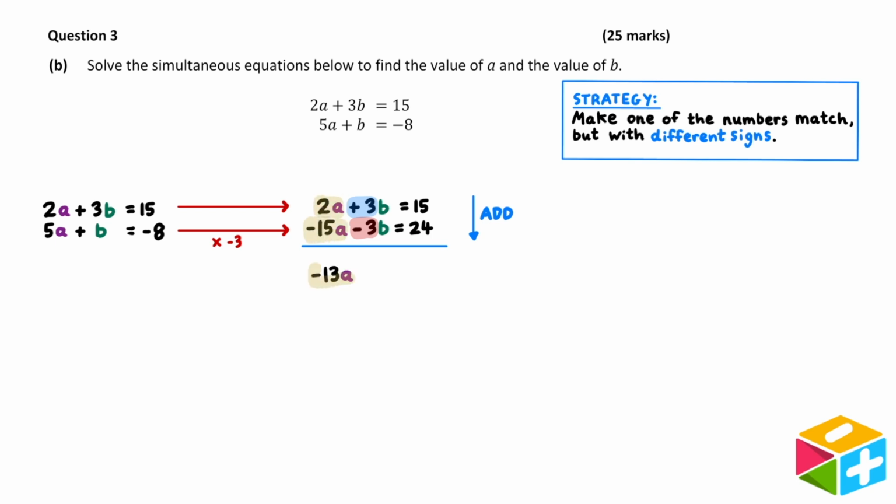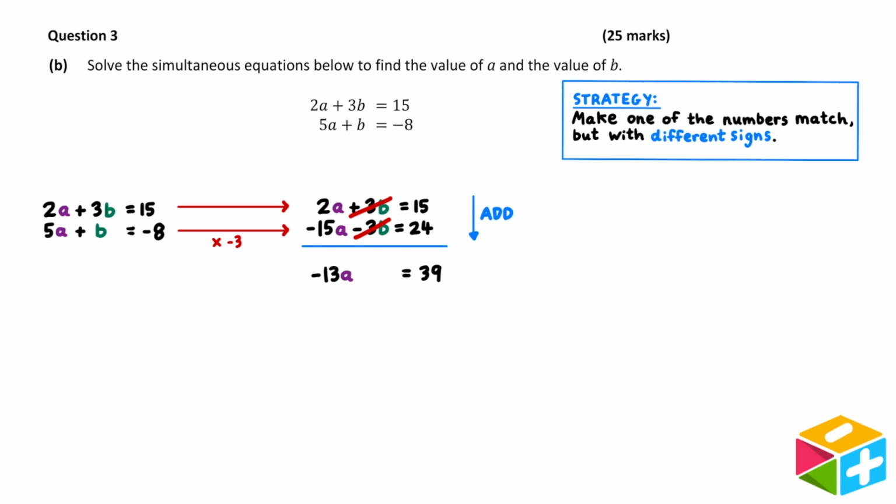2a minus 15a is minus 13a. The plus 3b and the minus 3b cancel each other off and give us 0. And 15 plus 24 is 39. So now we have an equation in a, minus 13a equals 39.